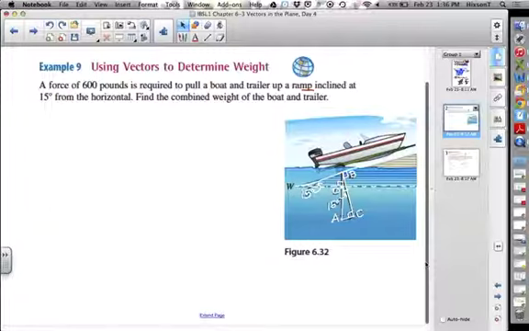Here's another one in a different context, other than speeds, other than velocities. We can use a vector as a force. Here we're pulling this boat and a trailer up a ramp, and the ramp is at 15 degrees. Well, if we want the weight, the combined weight of the boat and trailer, we're talking about the gravitational pull, right? That's what weight is. Newtons, right? No, that's force. It is mass times acceleration.